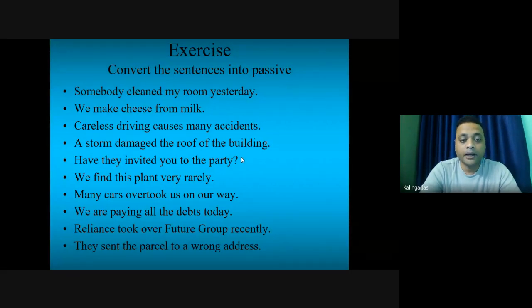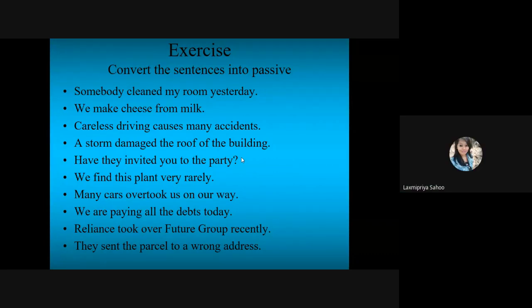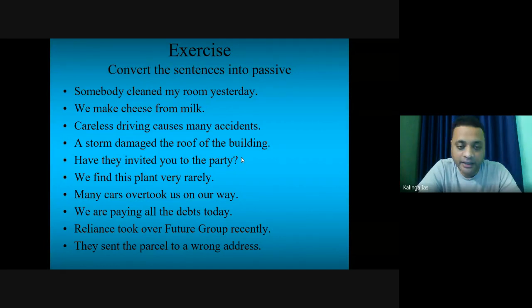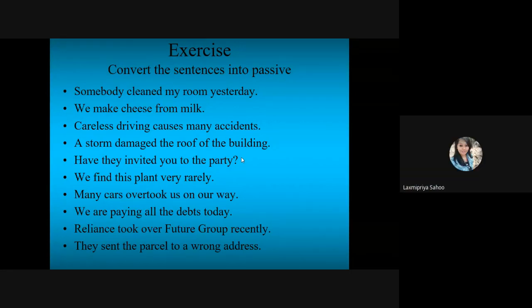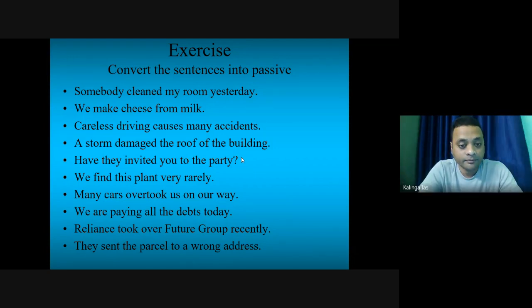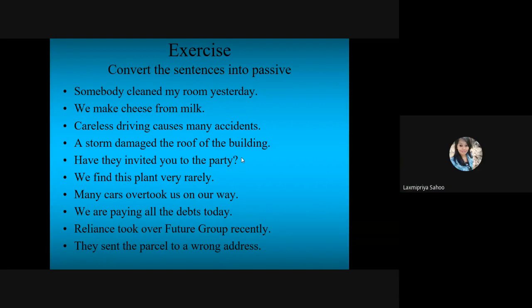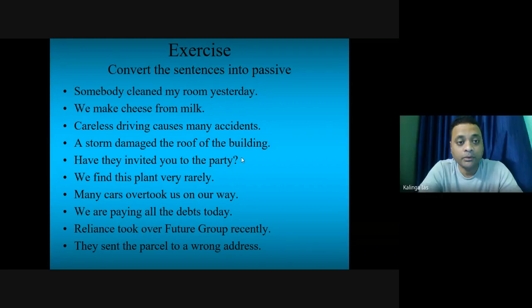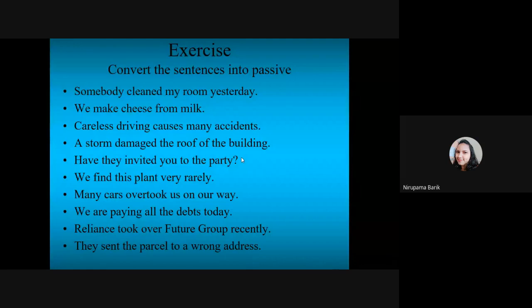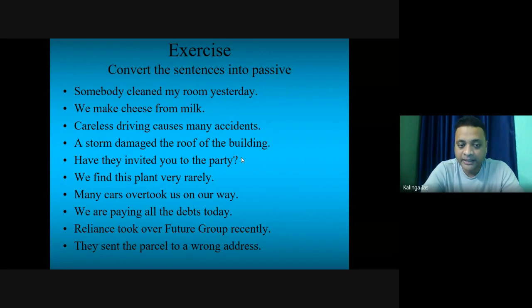We find this plant very rarely. This plant is found very rarely. Okay. Many cars overtook us on our way. We were overtaken by many cars. Overtaken. We were overtaken by many cars.